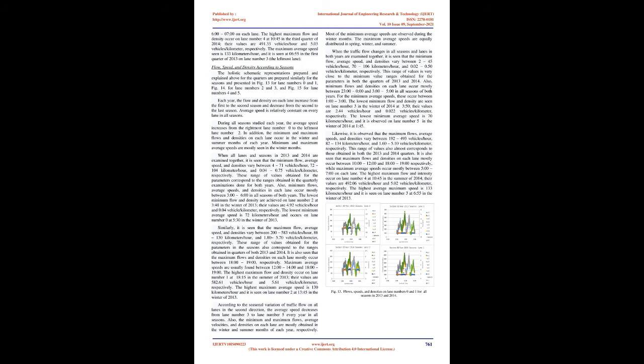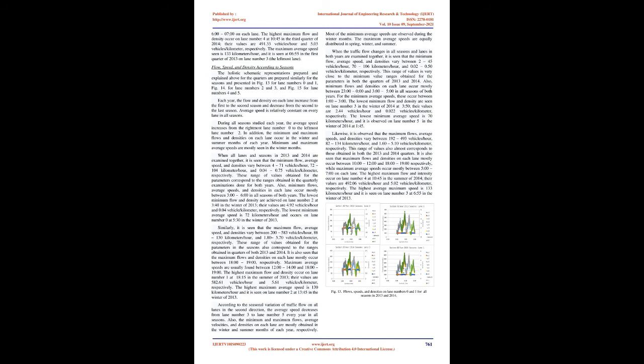This range of values also almost corresponds to those obtained in both the 2013 and 2014 quarters. It is also seen that maximum flows and densities on each lane mostly occur between 10 o'clock and 12 o'clock and 1800 hours and 1900 hours respectively, while maximum average speeds occur mostly between 5 o'clock and 7 o'clock on each lane. The highest maximum flow and intensity occur on lane number 4 at 10:45 in the summer of 2014.